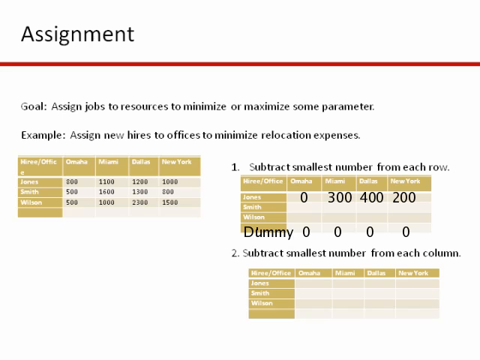Then we go to the Smith row. The smallest value in the Smith row is 500. Again, we're going to subtract 500 from each value, and we'll get the following.